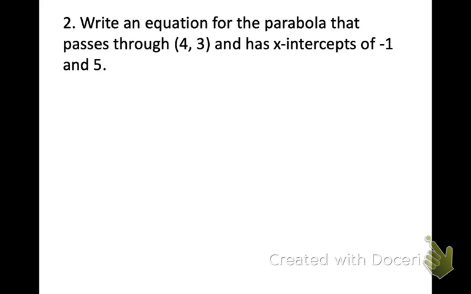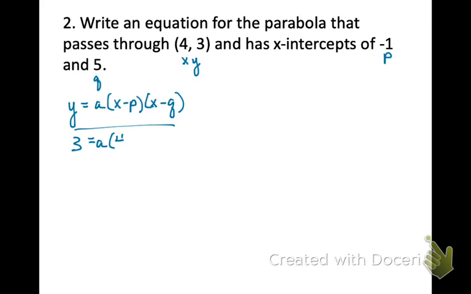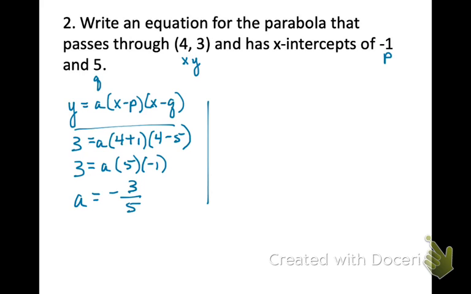On the second one, hopefully you noticed you need to use the intercept form of a quadratic equation. Make sure that you labeled your points and your intercepts correctly. It actually doesn't matter with the -1 and 5 which one's P and which one's Q. Check your plug-in to make sure that you got your values in the right position and that when you solved, you were able to come up with -3/5 for A.